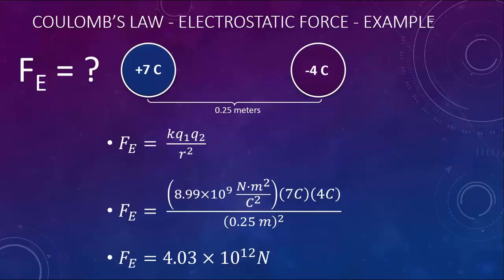Since force is a vector, we might also want to describe the direction. Here's where the positive and negative come in. Looking at these two objects, one's positive and one is negative, so we can say that the positive 7 coulomb charge will feel that force to the right, and the negative 4 coulomb charge will feel that force to the left. We don't need to include the positive and negative sign into the equation to come to that conclusion. We can discuss this more in class if we need to.